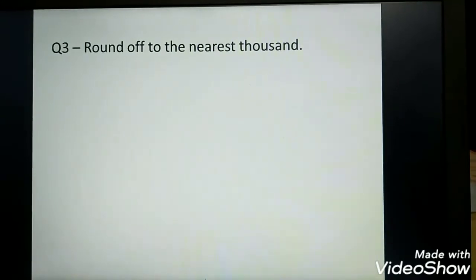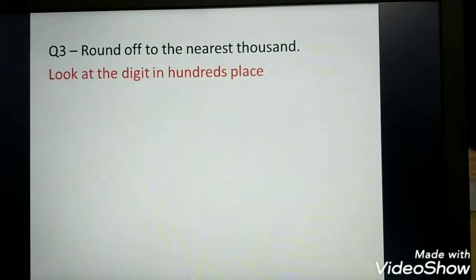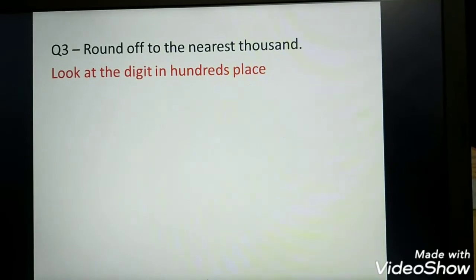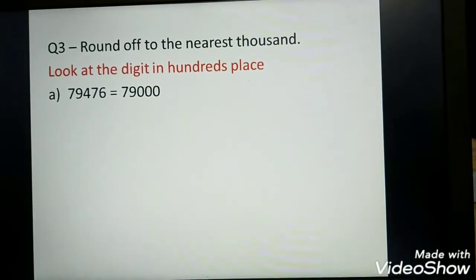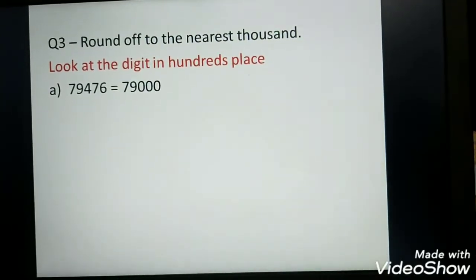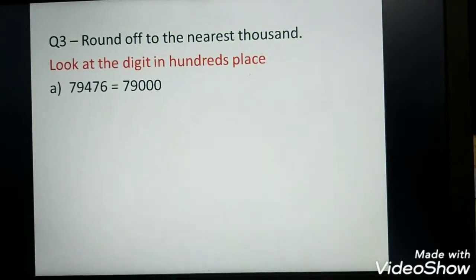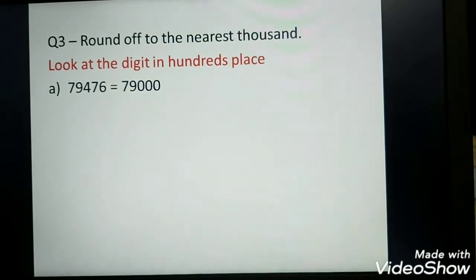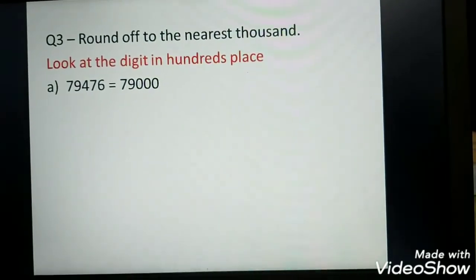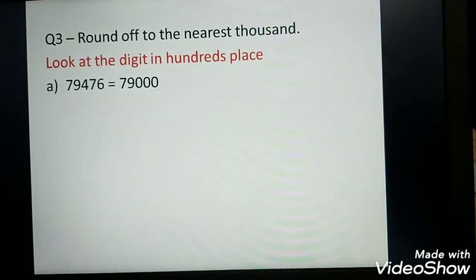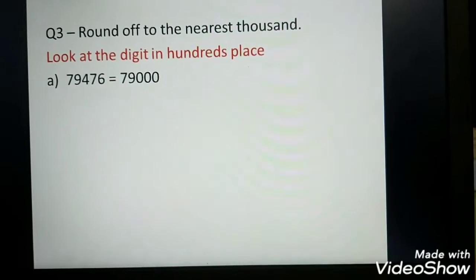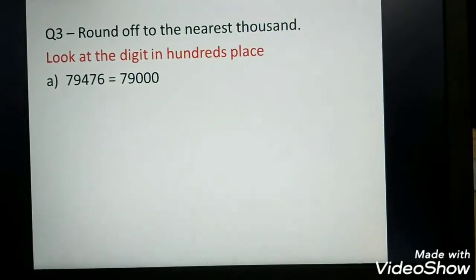Now the next question is round off to the nearest 1000. So while rounding off to the nearest 1000, you will look at the digit in 100 place. Now the first question is 79,476. So look at the digit in 100 place. It is 4, less than 5. So 9 will remain as it is and you will replace the digit in 100 place, tens place and ones place by 0. So the required answer is 79,000.